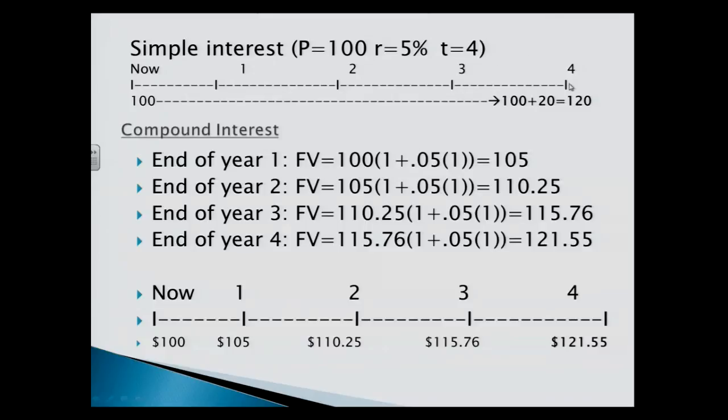Between the third and fourth year, you use $115.76 as your principal, and you end up on your fourth year with $121.55, versus simple interest was only $120. So here's the principal after the first year. Here's the future value or the principal after the second year, the principal after the third, and here's your final value.